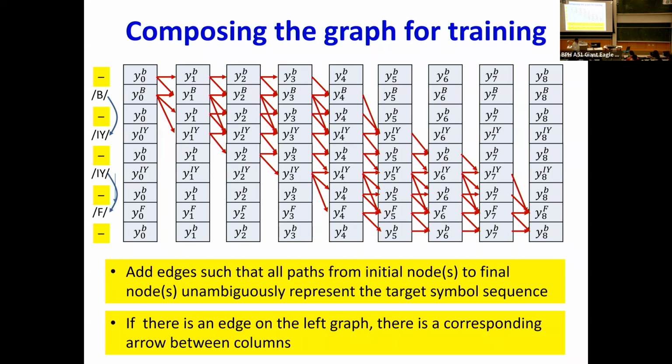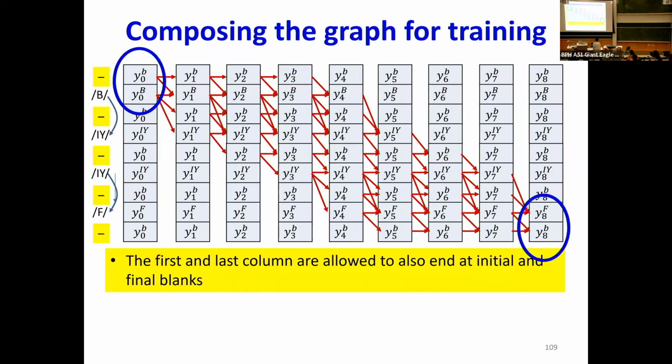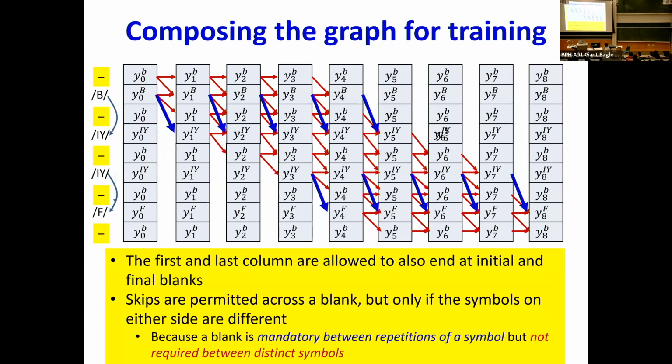And so once you compose this graph, training is simple. Now observe that the first column can either be a blank or the symbol itself, because you could lead with a blank. The last column could also either be a blank or the symbol itself, because you could have trailing blanks. Besides that, nothing else changes. You have skips permitted across a blank, but only if the symbols on either side are different. You never have a connection from a blank to a blank skipping a symbol, because that symbol is definitely part of your label. And so that's how this graph is constructed.